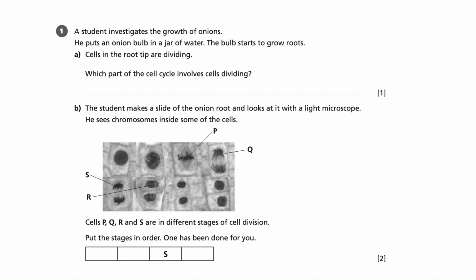Question 1. A student investigates the growth of onions. He puts an onion bulb in a jar of water. The bulb starts to grow roots. Part A. Cells on the root tip are dividing. Which part of the cell cycle involves cells dividing?